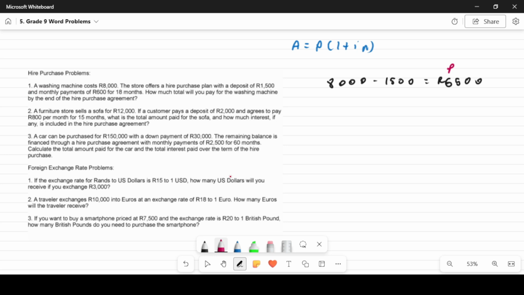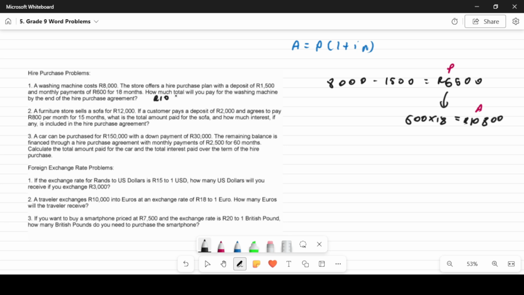Monthly payments of 600 for 18 months will be, so for this loan P, you did 600 per month times 18, which gives us 10,800. Okay, what is this value? This is the same as the A value, right? So how much total will you pay for the washing machine by the end of the hire purchase agreement? See, this here is your loan amount plus your interest, isn't it? So how much will you pay in total?